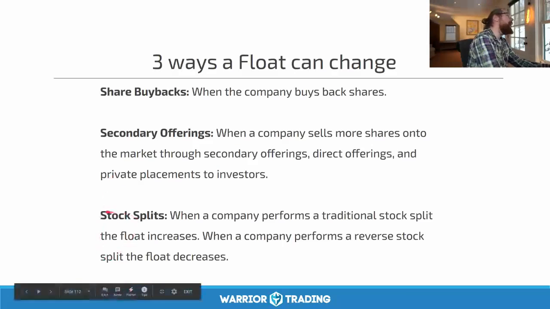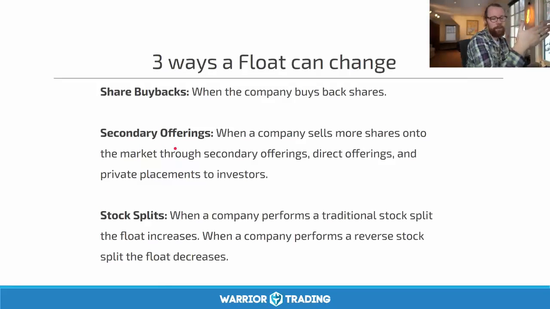And then the third way the float can change. So secondary offerings, selling more shares, increases the float. So the share count goes up. And then stock splits. Well, a traditional stock split, like what happens with Apple or Tesla, the price gets too high and they split the stock. Every time they do it, the float and the shares go up. So more and more and more.